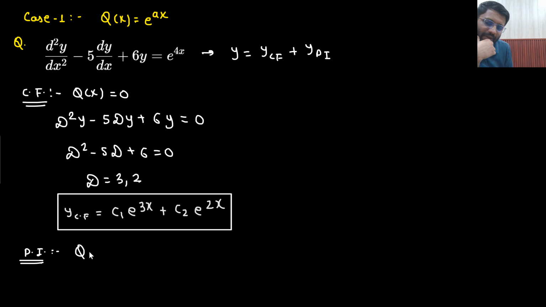Okay. So for calculating PI, what will I do? Q of x will not be put equal to 0. Q of x will be nothing but e to the power 4x only.